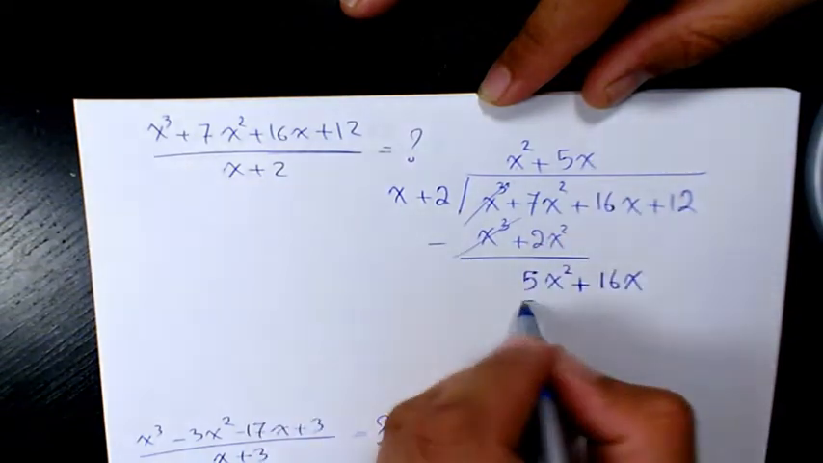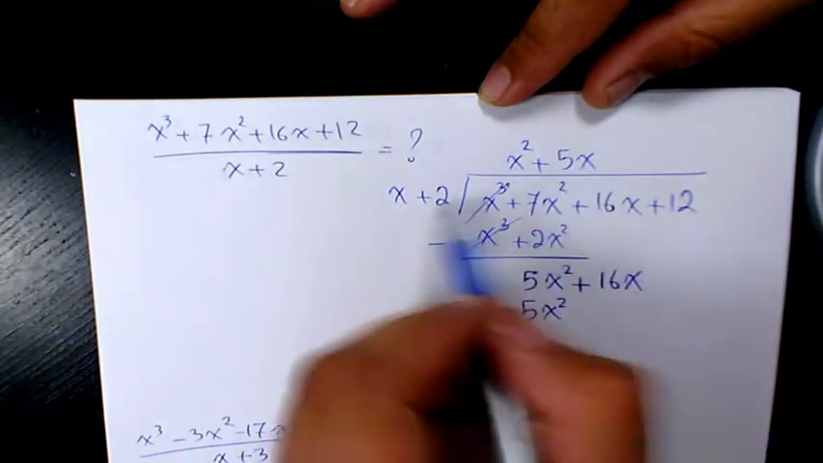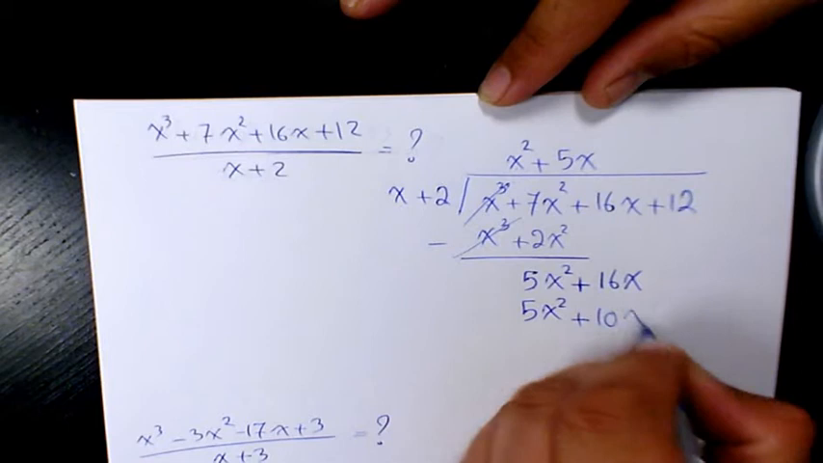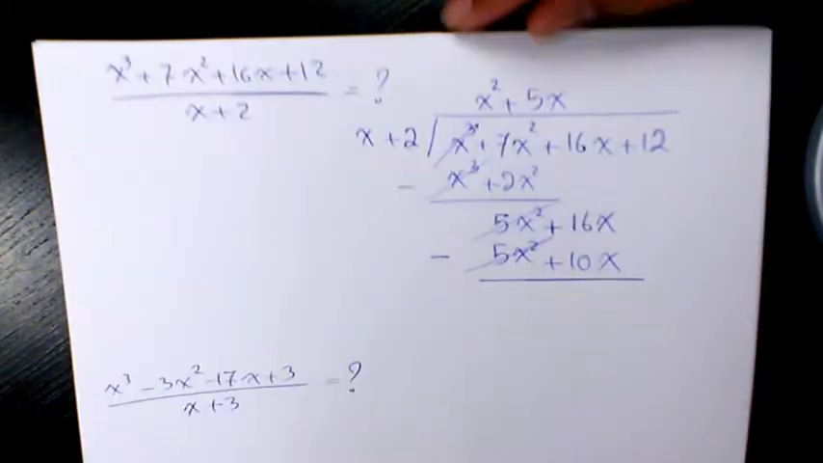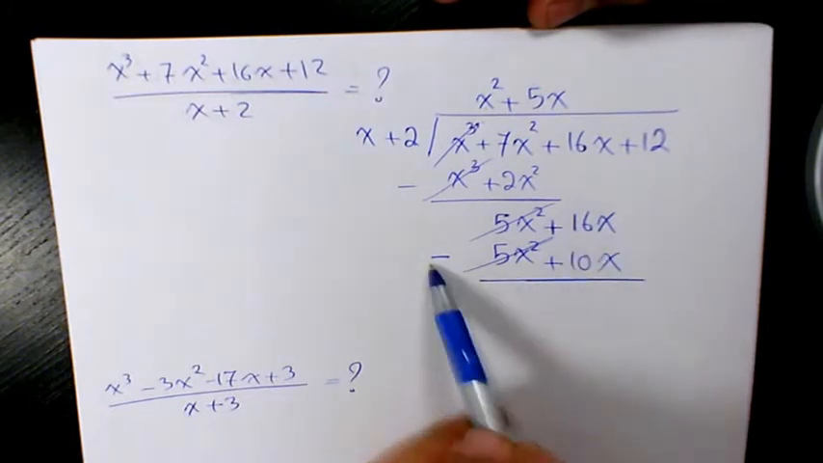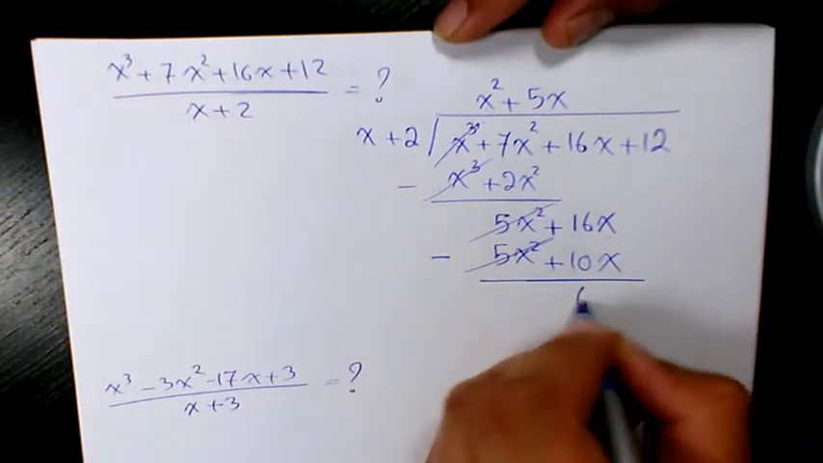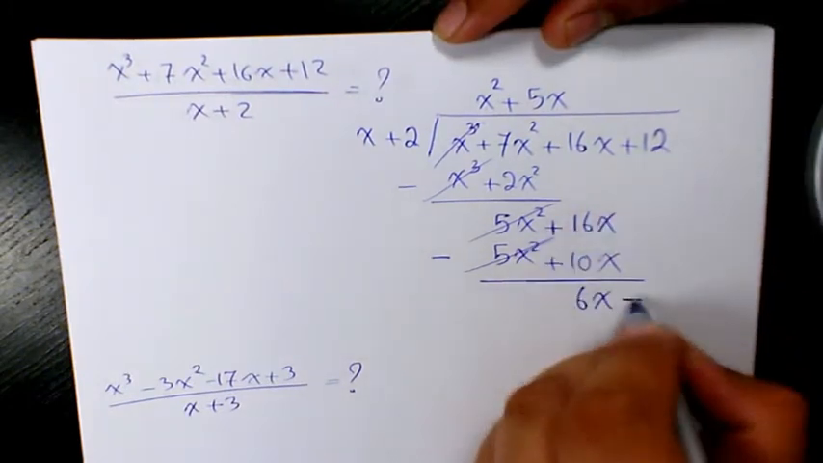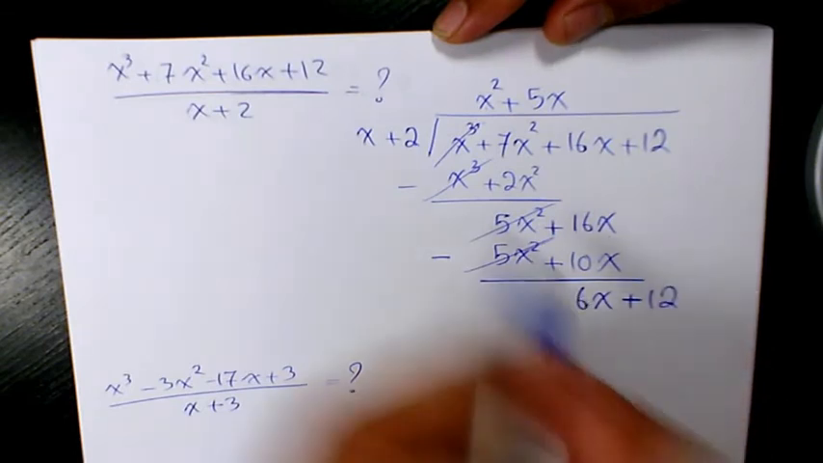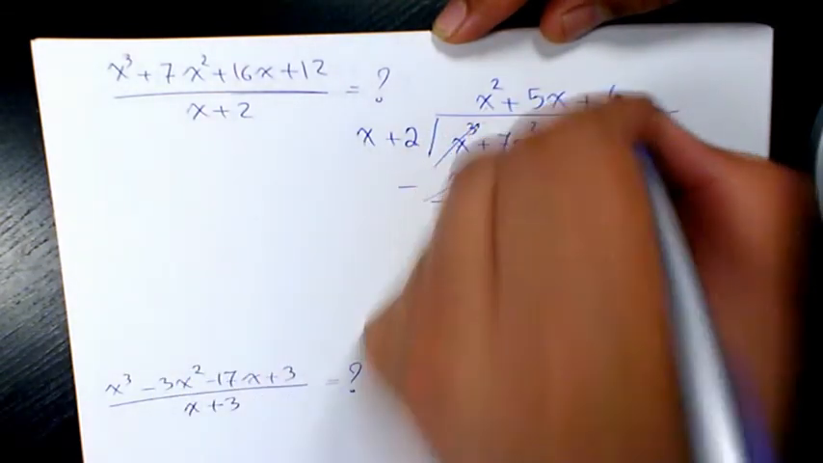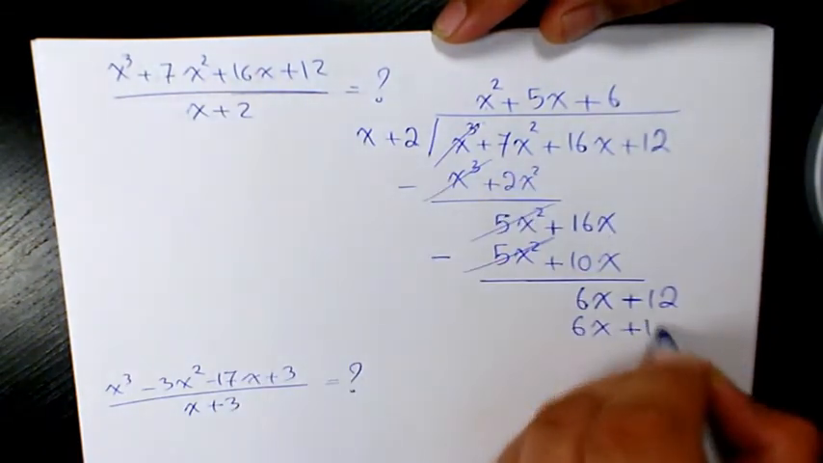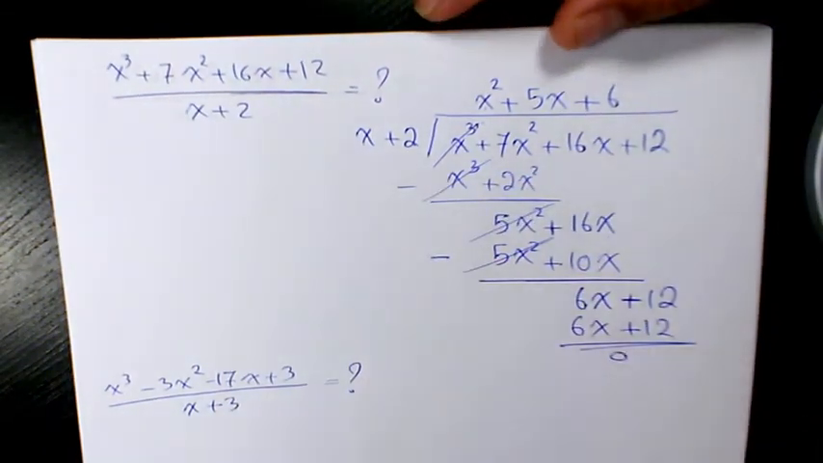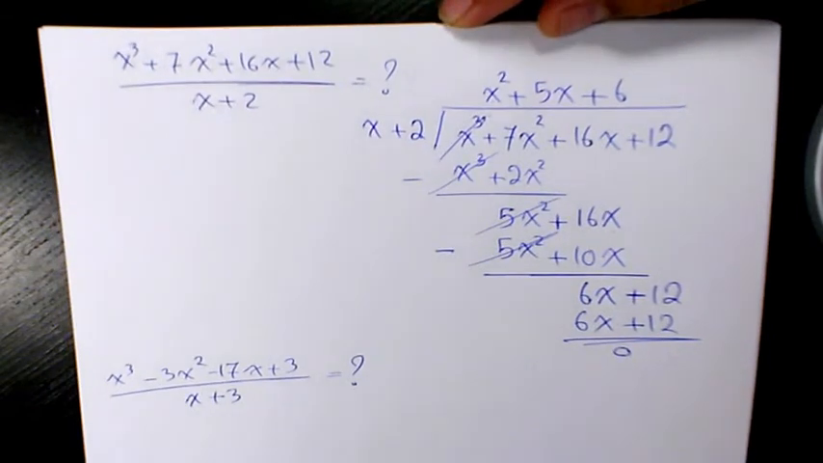5x times x, 5x squared. 5x times 2 is going to be 10x. When you subtract it, these two cancel out. 16x minus 10x is going to be 6x plus 12. 6x divided by x is going to be 6. 6 times x, 6x. 6 times 2, 12. So the remainder is going to be 0.